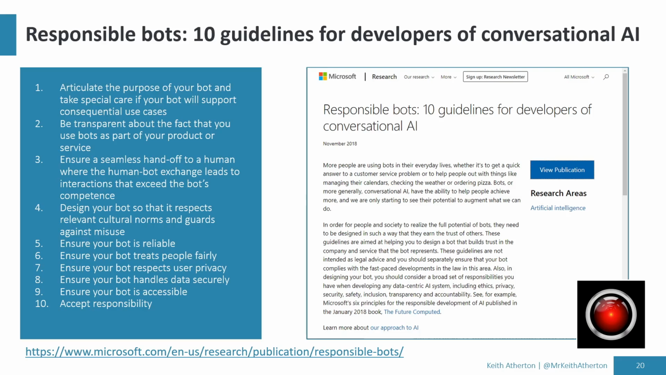And as well as the responsible AI guidelines we mentioned previously, there's also an article, a really good publication here on responsible bots, and it contains 10 guidelines for developers of conversational AI. And it's really interesting, really gets you thinking, lots of valuable information there. So we won't go through all 10, but there's things here about, again, being transparent that the user is communicating with a bot. It's not a bot pretending to be a human. There's things like making sure the bot treats people fairly and respects their privacy, and also ultimately accepting responsibility for the bot as well, which is always crucial.